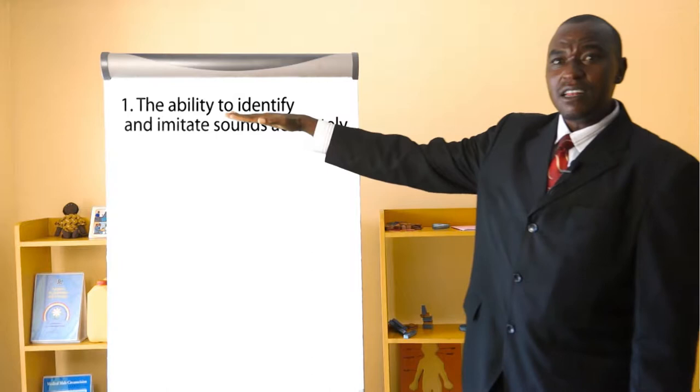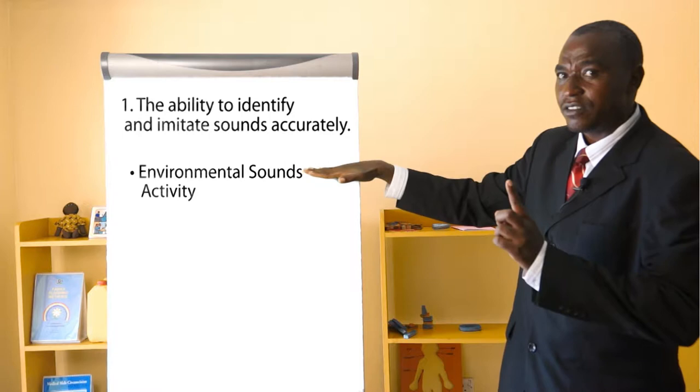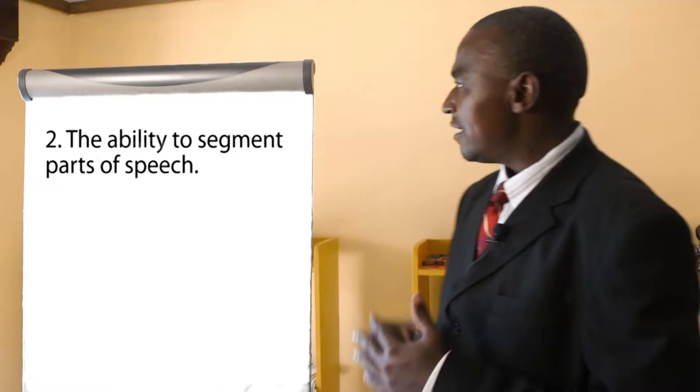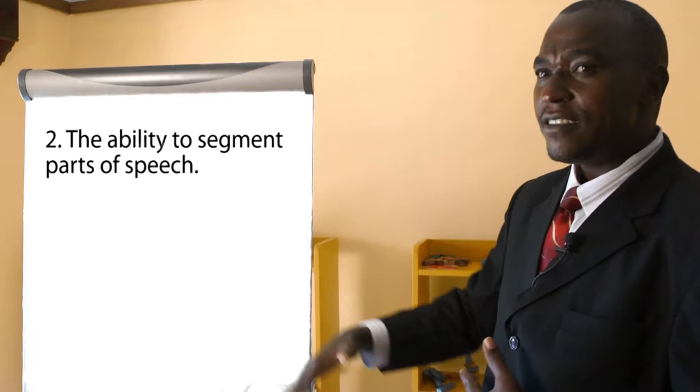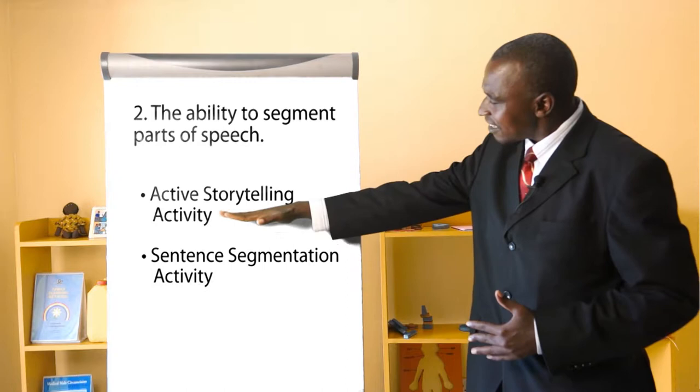I hope you had a good discussion. Now let me share with you the answers. The ability to identify and imitate sounds accurately: here we have two activities. One is environmental sounds activity and two, the animal sounds activity. The second one is the ability to segment parts of speech. And here we look at two things: active storytelling activity and sentence segmentation activity.